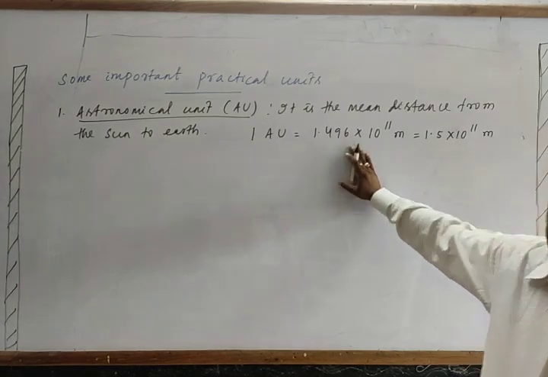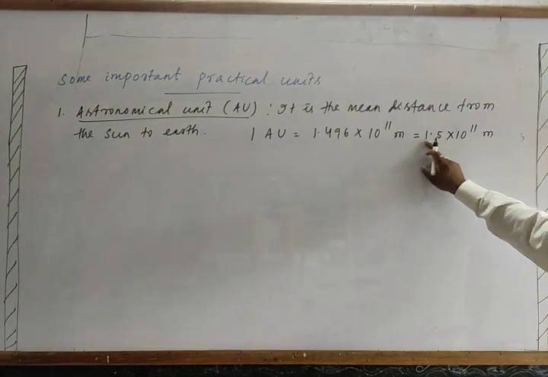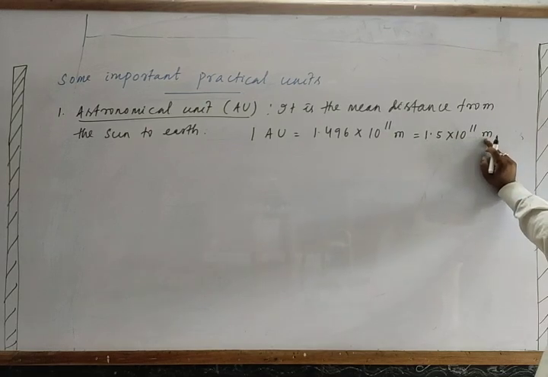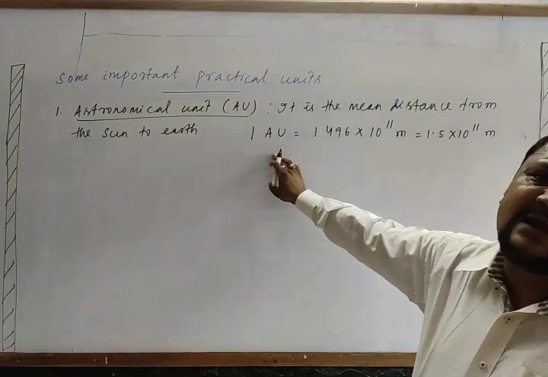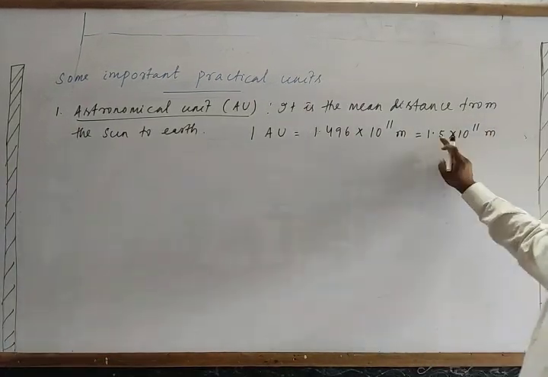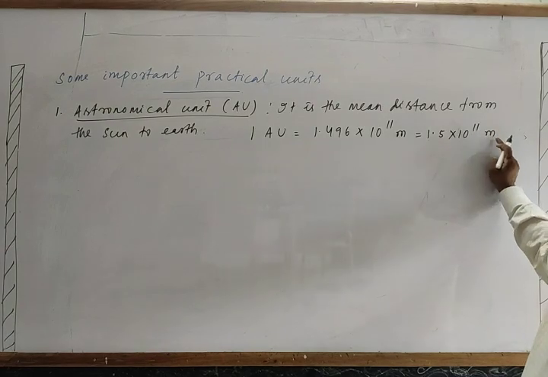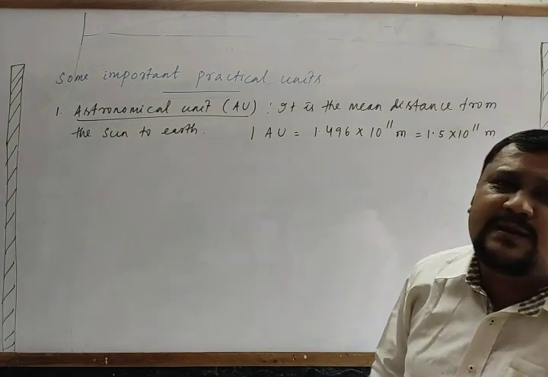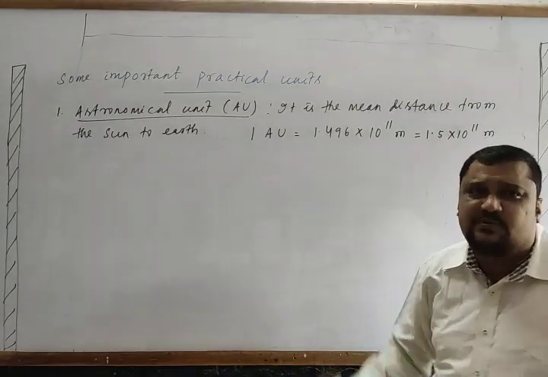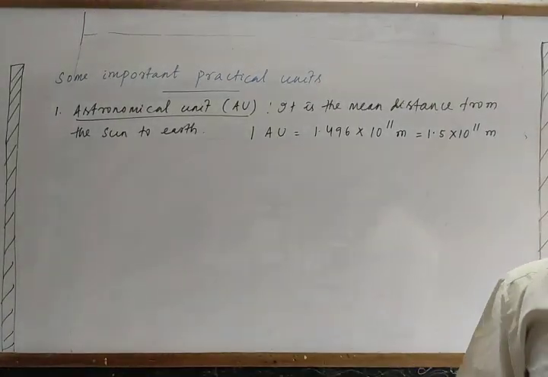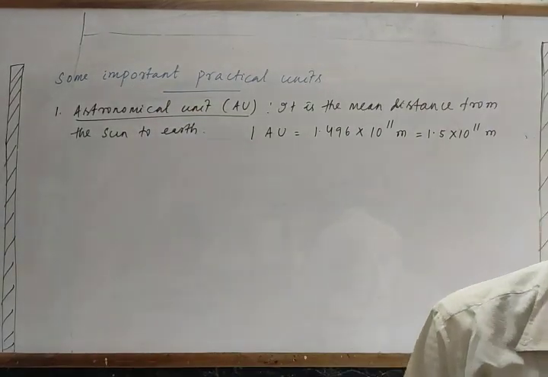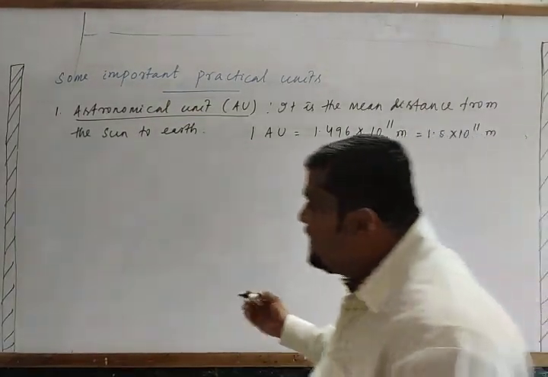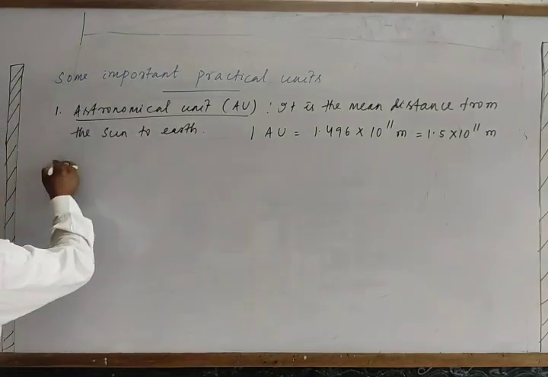If there is a distance of 3 into 10 to the power 11 meter, I can say that it is nearly 2 astronomical units. By remembering this, I can say it is 2 astronomical units. That is convenient. So this is used to measure distances from planet to planet, Earth to Sun, like that. Clear? Then the next unit used for measurement of length.